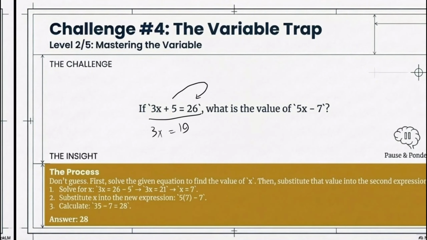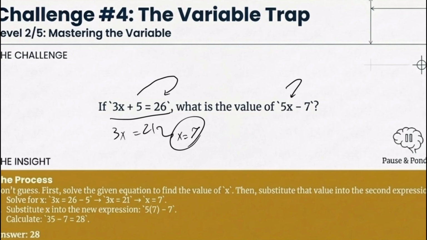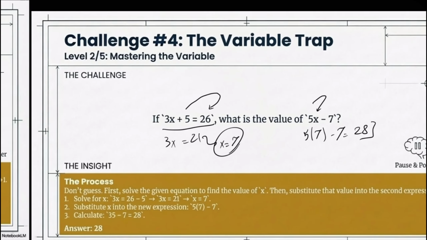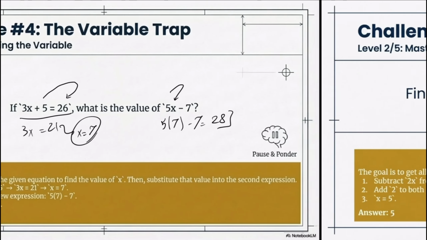3x equals 19. I'm sorry, 3x equals 21. My bad. 3x equals 21. So my x equals 7 itself. Then I have to apply this 7 over here by using the substitution method. It means that instead of x, I should use 7. So 5 times 7 subtracted by 7 itself is going to be what? It's going to be 28. As simple as that. So this is my answer.